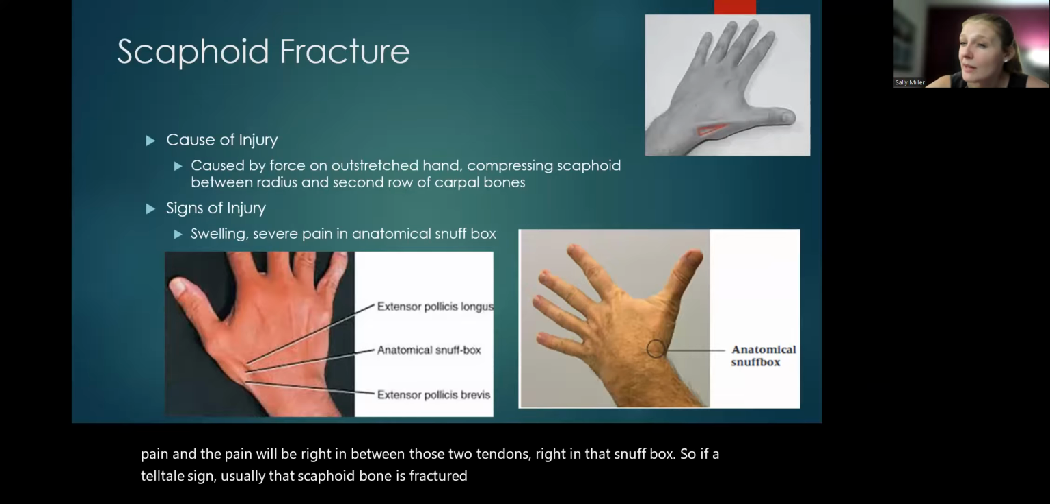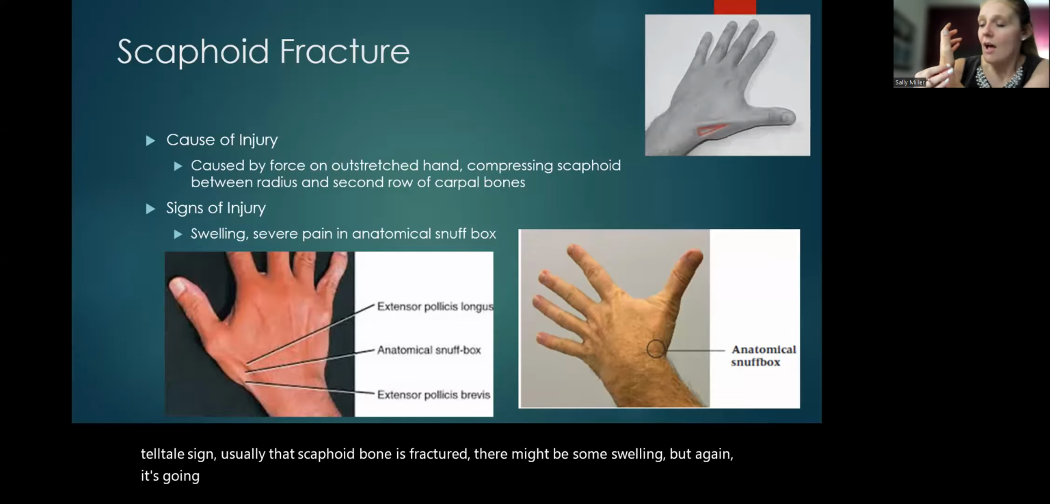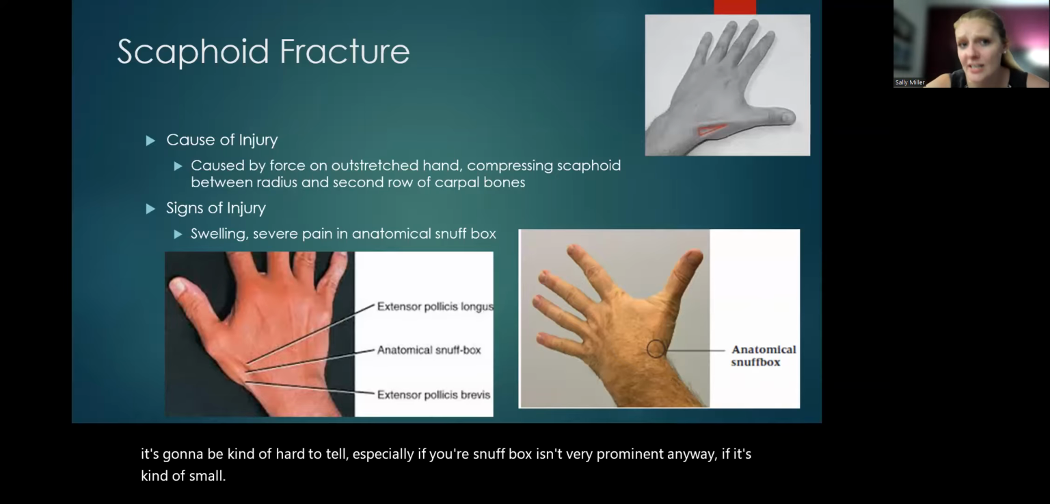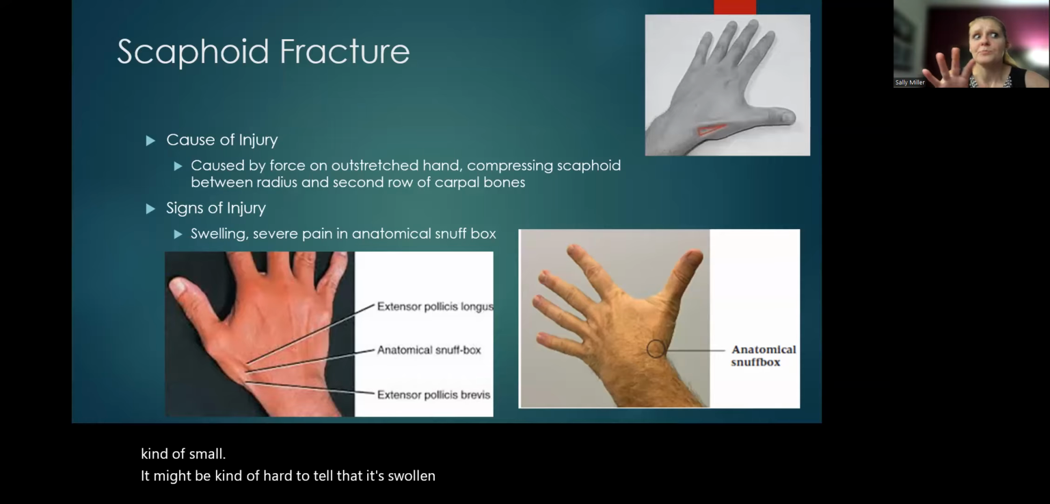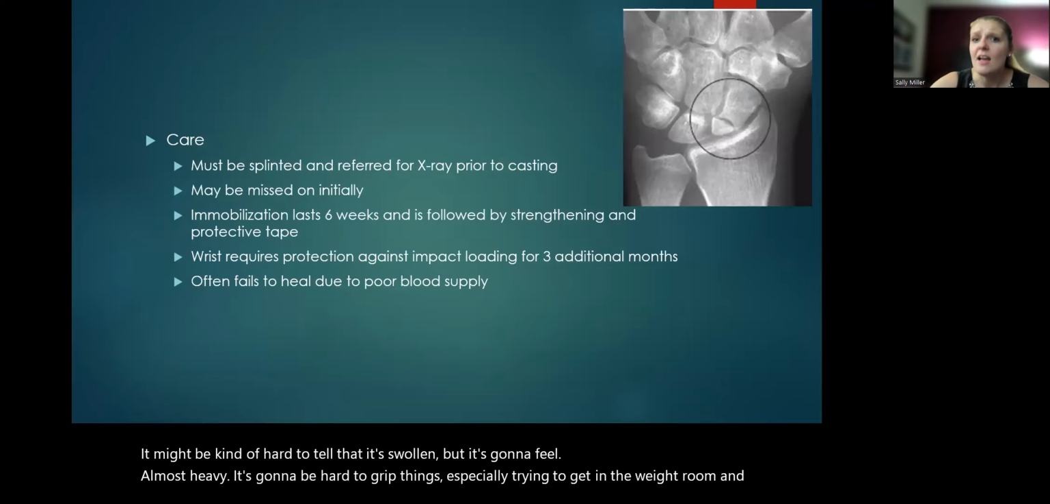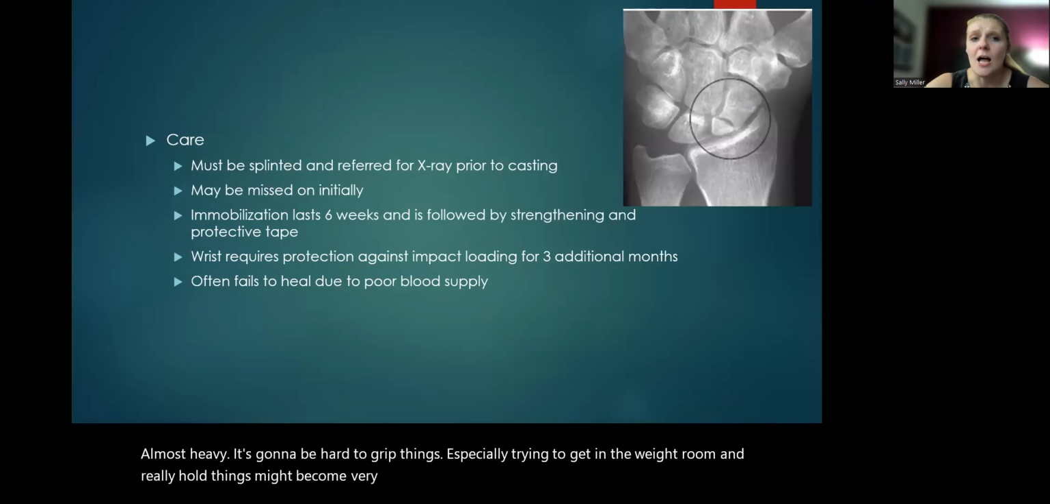There might be some swelling, but again, it's going to be kind of hard to tell, especially if your snuff box isn't very prominent anyway. If it's kind of small, it might be kind of hard to tell that it's swollen, but it's going to feel almost heavy. It's going to be hard to grip things, especially trying to get in the weight room and really hold things might become very difficult.